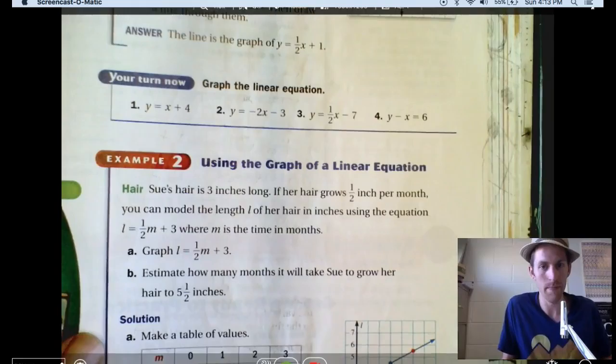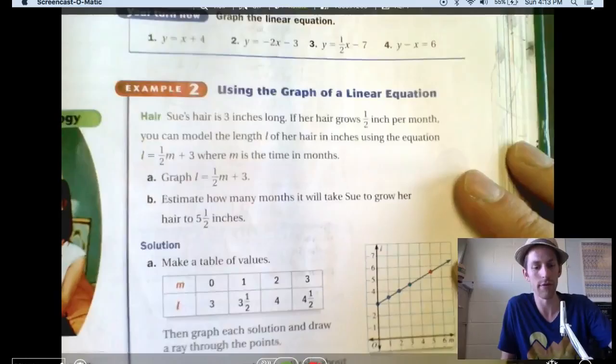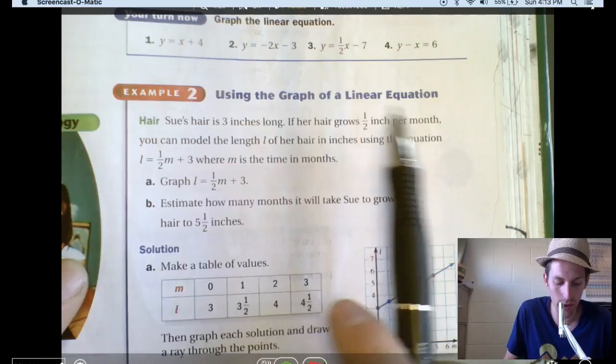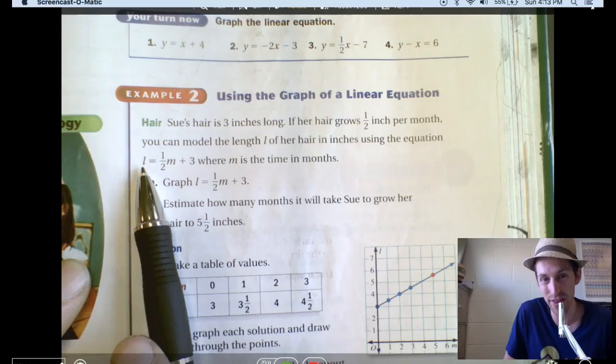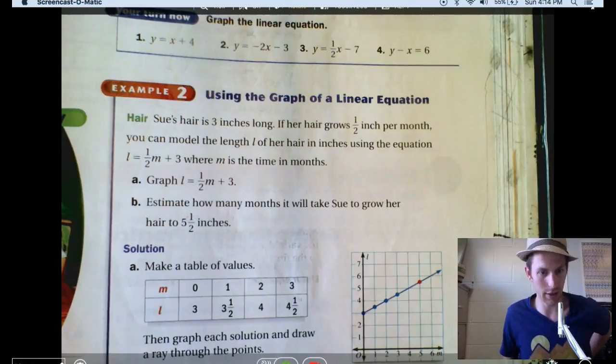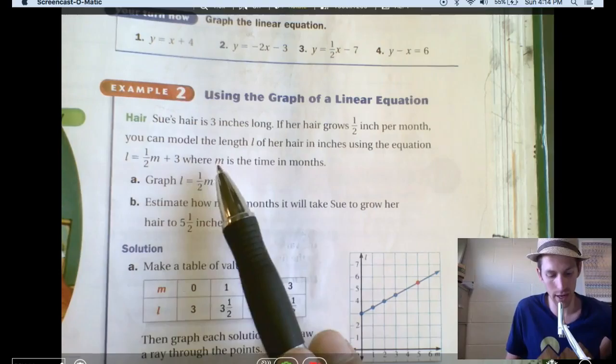Okay, so let's look at this one. How can we use the graph of a linear equation? Sue's hair is 3 inches long. Wow, Sue doesn't have very long hair, does she? If her hair grows half inch per month, you can model the length of her hair in inches using this equation. L probably stands for length, don't you think? The length of her hair equals 1/2 an inch per month, so 1/2 times m, however many months she's letting it grow, plus the original 3 she already has. Okay, where m is the time in months.